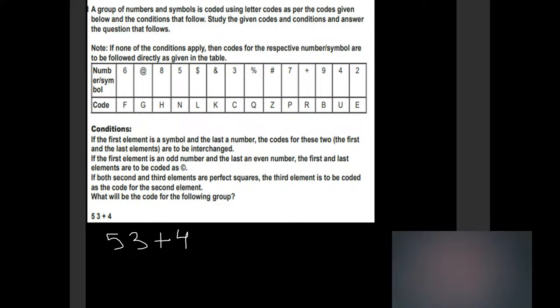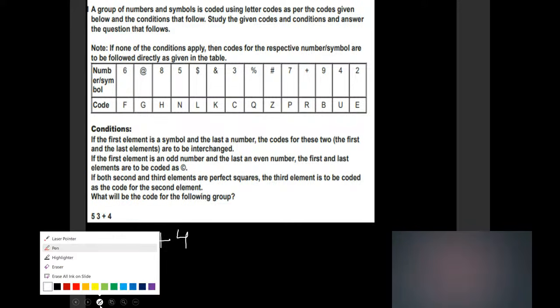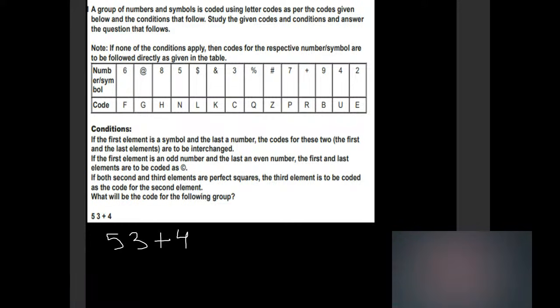Okay, so let us check the first one. If the first element is a symbol and the last a number, so it doesn't fall under the first condition, so you can just eliminate that one. You can eliminate the first condition because the question we got doesn't fall under it. The first condition says that the first one should be a symbol, but in our given question it is not a symbol, it is a number. So that's why the first one is eliminated.